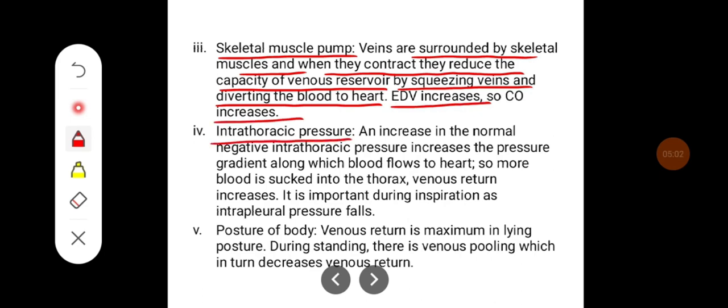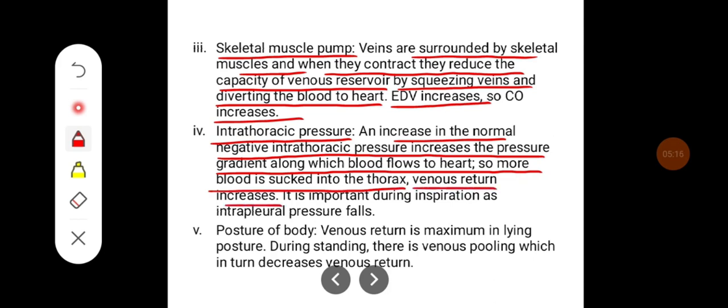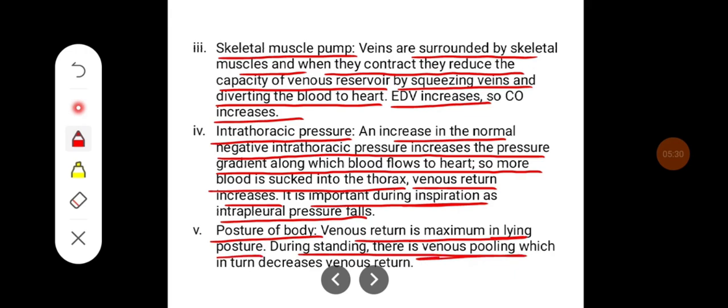Intrathoracic pressure. An increase in the normal negative intrathoracic pressure increases the pressure gradient along which the blood flows to the heart. So more blood is sucked into the thorax, venous return increases, and it is important during inspiration, as here intrapleural pressure falls. Posture of the body. Venous return is maximum in lying down posture. During standing, there is venous pooling, which in turn decreases the venous return.